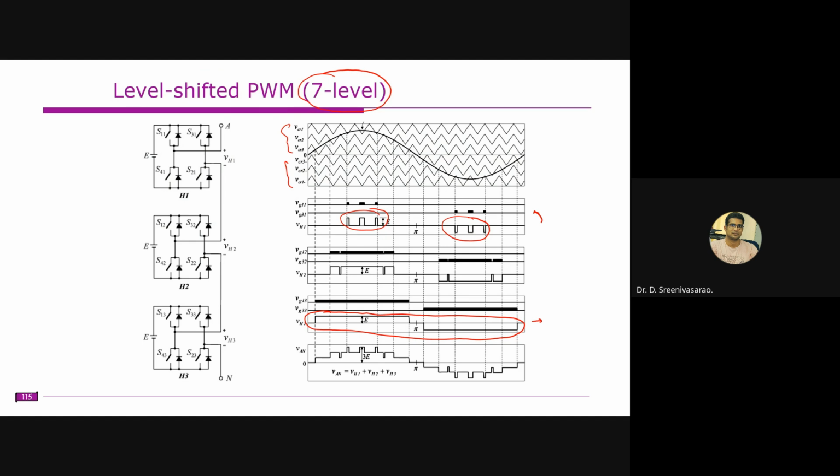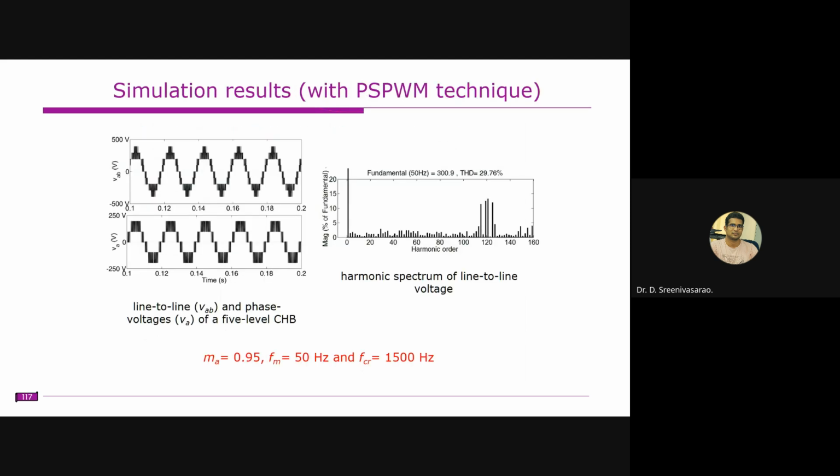If you see the actual performance of PSPWM techniques, when implementing for a 5-level inverter, this one is the line voltage and this is the phase voltage, and this is its corresponding harmonic spectrum. These are the results with the phase shift PWM technique for a 5-level inverter. We have 9 levels here and 5 levels here, and the THD is around 29.76 percent.